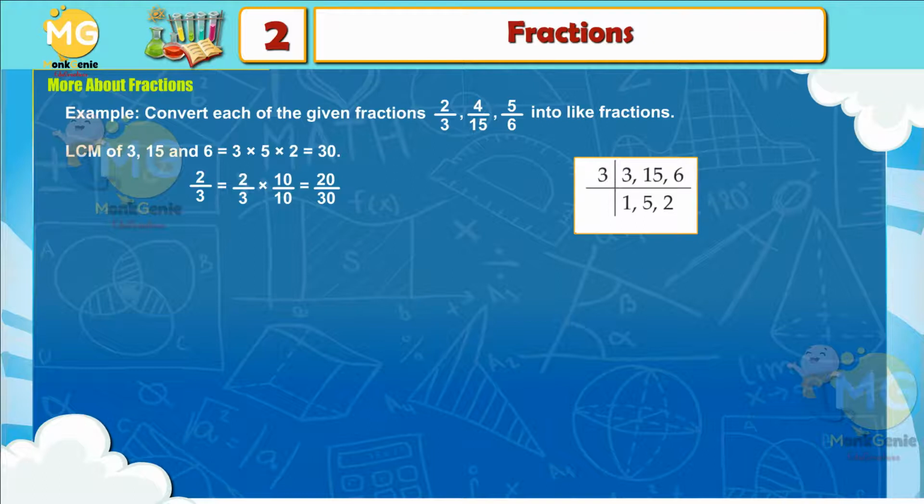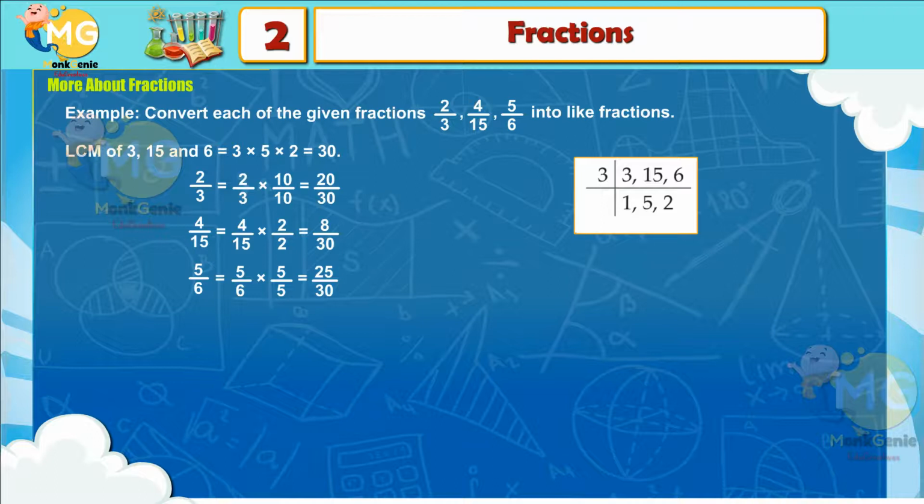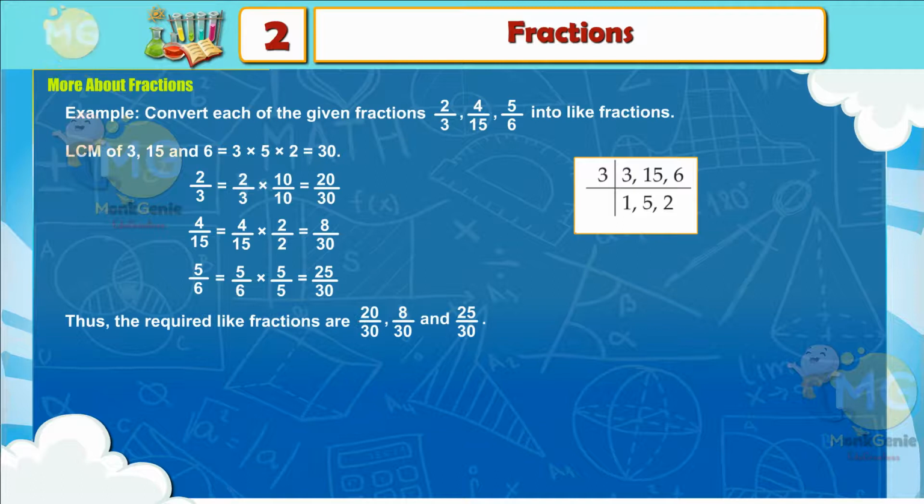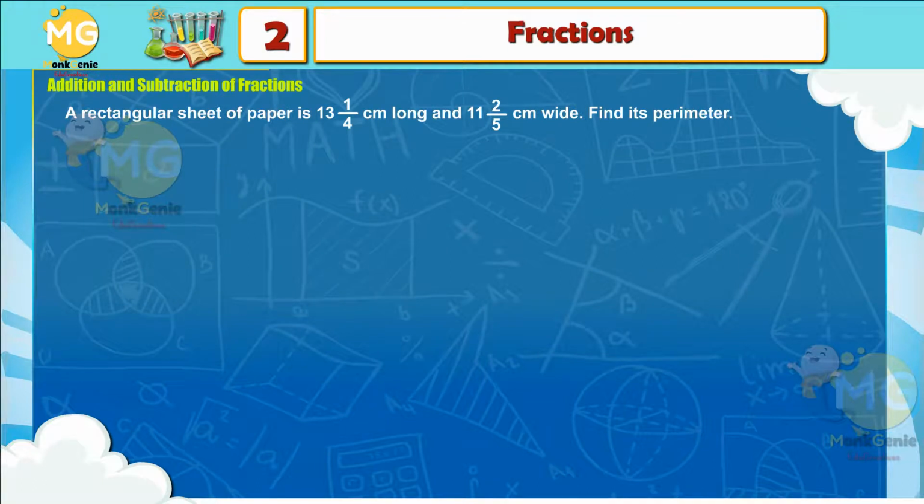2/3 is equal to 2/3 multiplied by 10/10 is equal to 20/30. 4/15 is equal to 4/15 multiplied by 2/2 is equal to 8/30. 5/6 is equal to 5/6 multiplied by 5/5 is equal to 25/30. Thus, the required like fractions are 20/30, 8/30 and 25/30.